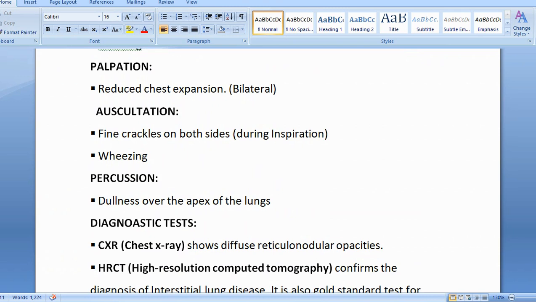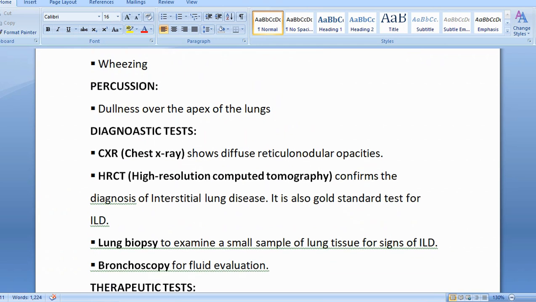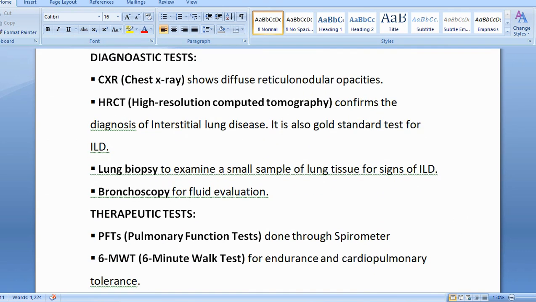Diagnostic tests: chest X-ray shows diffuse reticulonodular opacities. HRCT, that is high resolution computed tomography, confirms the diagnosis of interstitial lung disease. It is also the gold standard test for ILD. Lung biopsy to examine a small sample of lung tissue for signs of ILD. Bronchoscopy for fluid evaluation. Therapeutic tests: PFTs, that is pulmonary function test done through spirometer. 6 MWT, that is 6-minute walk test, to assess endurance and cardiopulmonary tolerance.